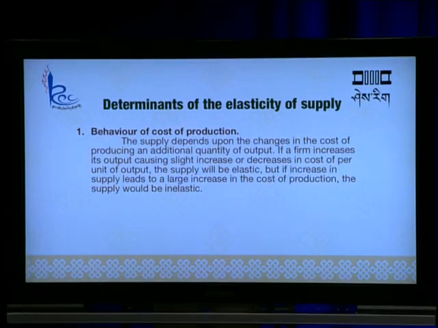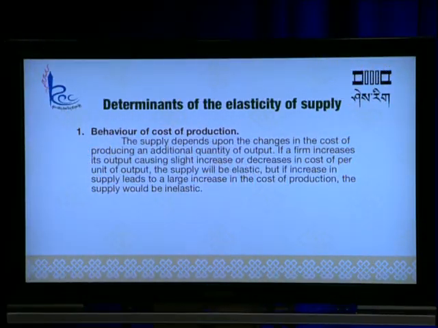With this objective, I will start my lesson by explaining the factors that influence elasticity of supply. Number one, behavior of the cost of production. Cost of production here refers to the cost that is incurred in producing a given quantity of output. When the costs of producing additional quantity of output change, the supply would also change. So, supply is going to depend on the cost of production.